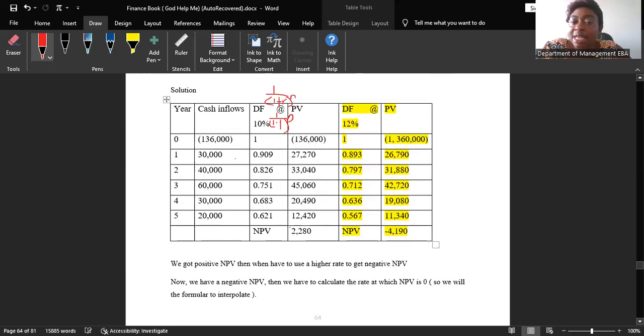So now 12%. Meaning the discounting factor here will be 1 over 1.12.